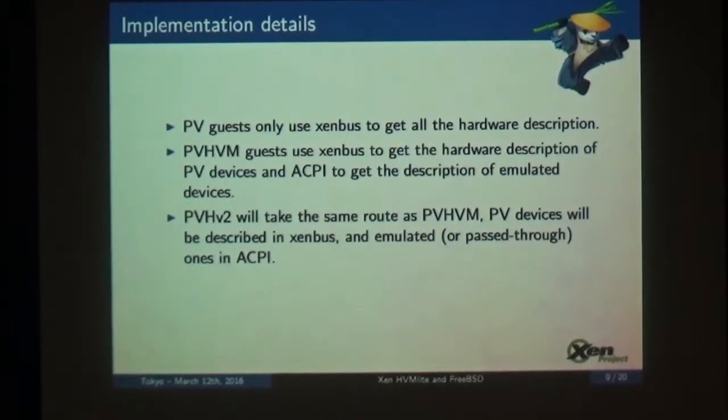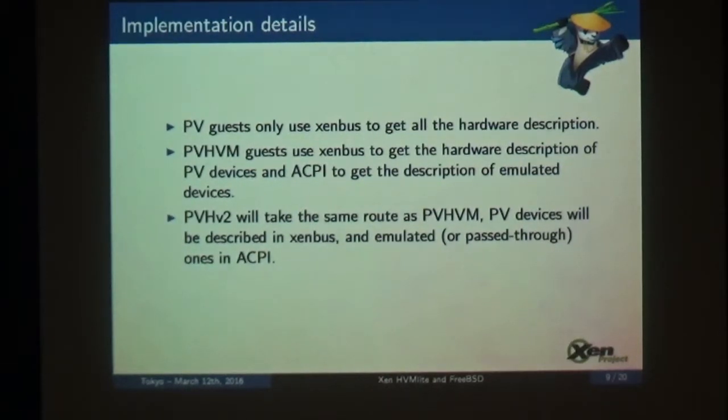So now a little bit of information about the implementation that we decided to go with. PV guests only use Xenbus in order to get all the hardware description. On PV guests there is no ACPI. All the hardware information for PV guests comes from Xenbus. On the other hand, HVM guests use Xenbus in order to get the description of PV devices and then the description of emulated devices from ACPI.